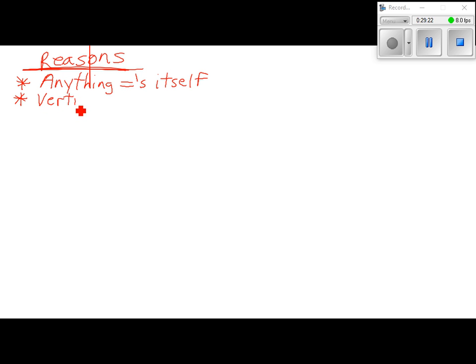Vertical angles are congruent. Vertical angles are the ones that are across from each other, right? So if we have this picture, they have to be congruent.